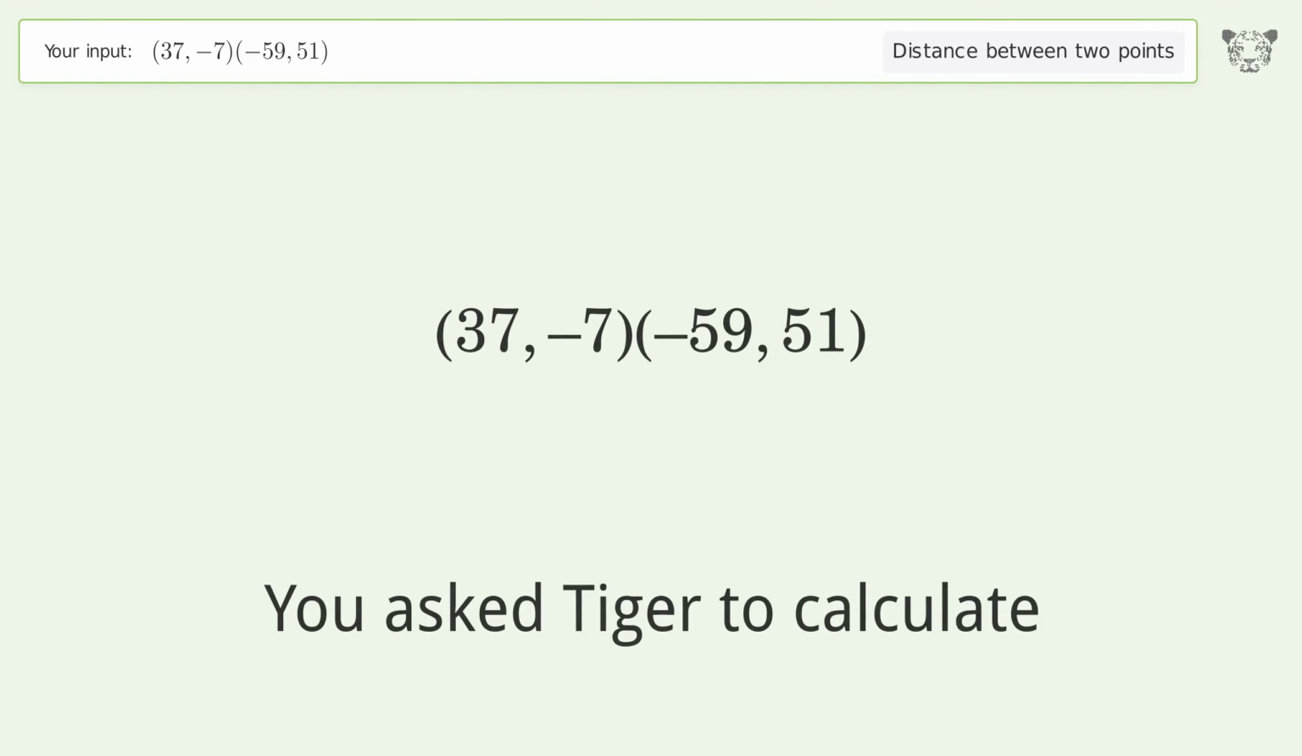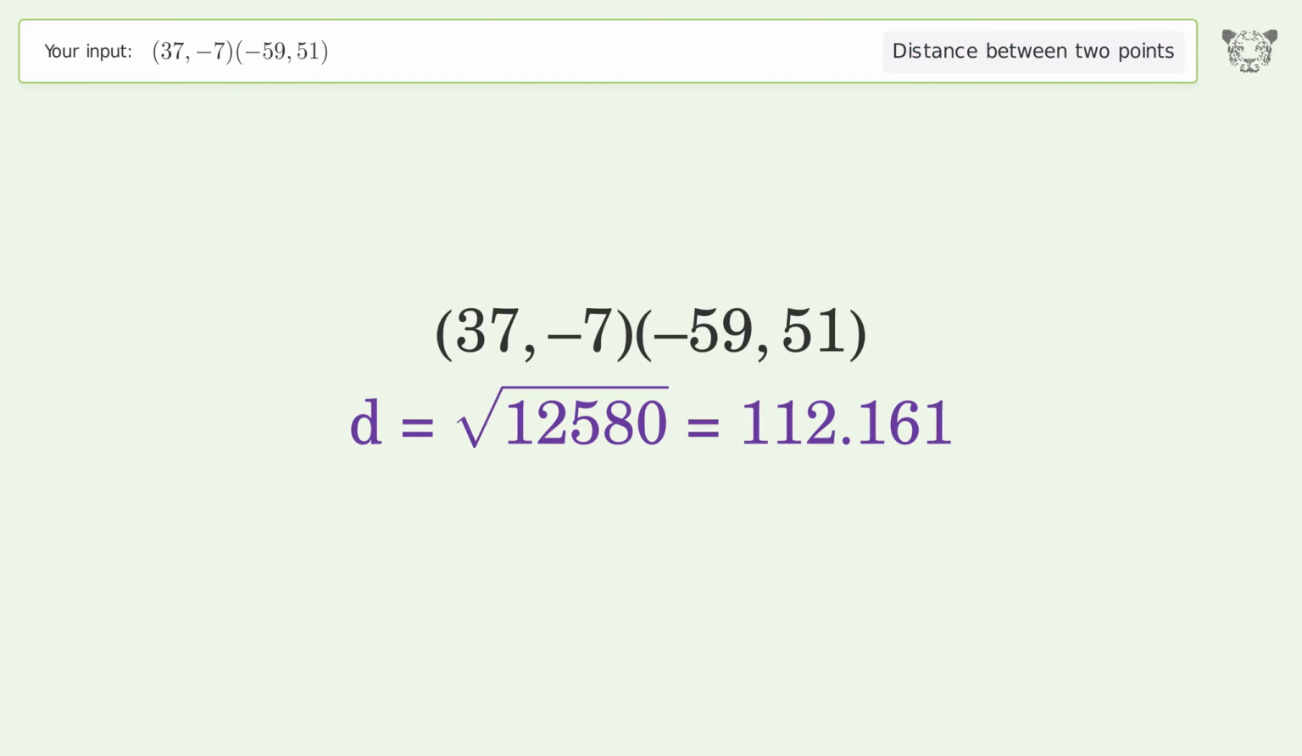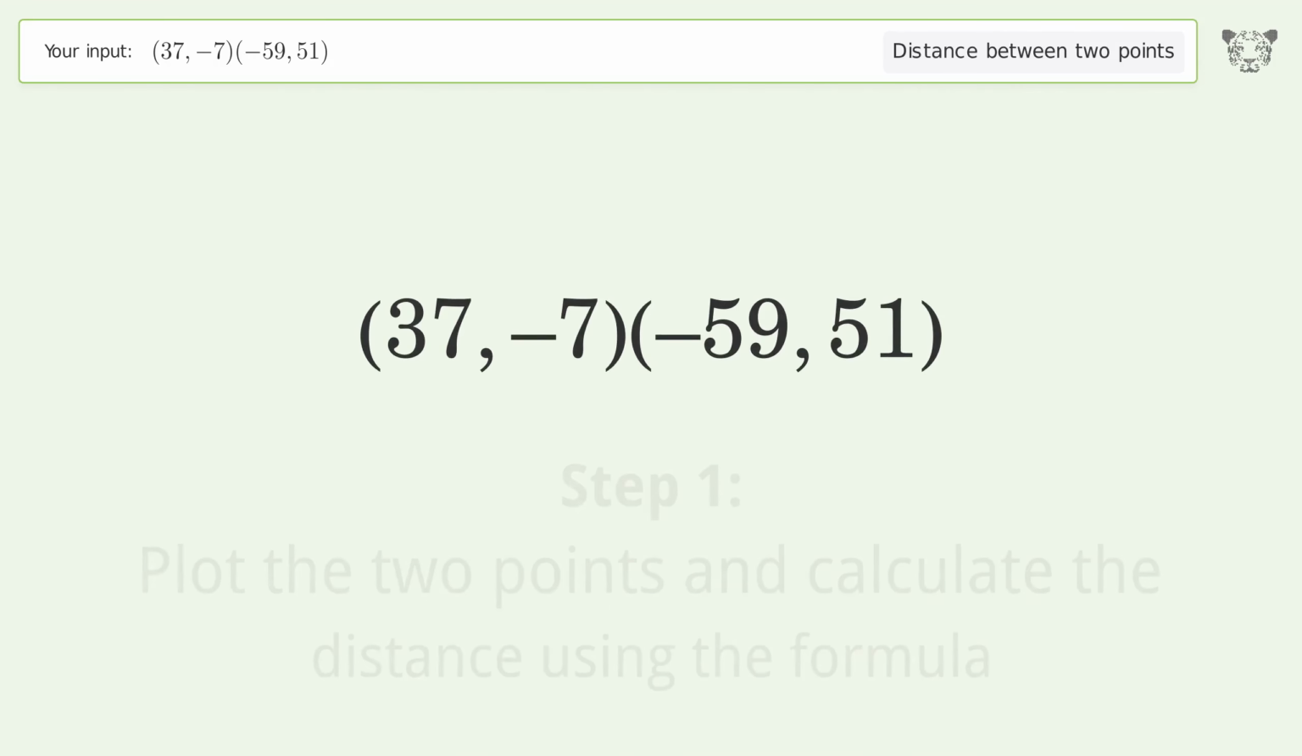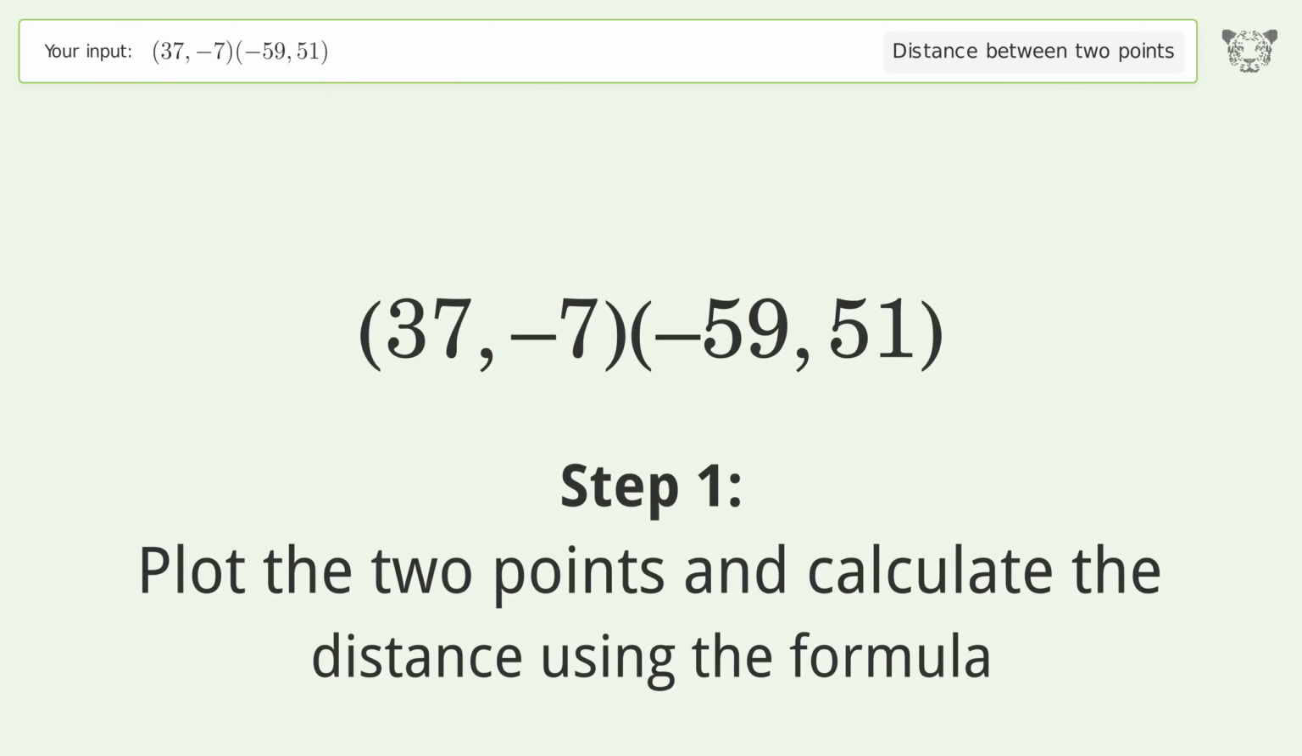You ask Tiger to calculate. This deals with the distance between 2 points. The distance between the 2 points is the square root of 12,580, or 112.161. Let's solve it step by step. Plot the 2 points and calculate the distance using the formula.